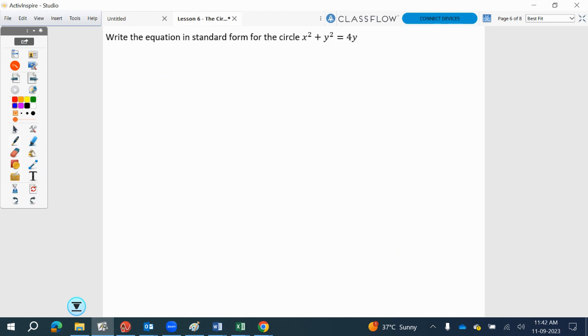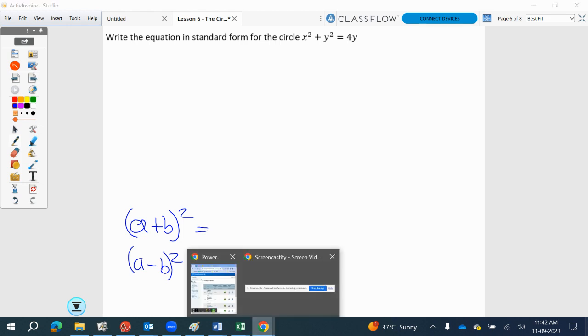Okay. This next problem is a little trickier. So we need to write this in standard form. What you're going to be doing for this one is you're going to be factoring. Think a little bit about the expansion of (a plus b) squared, or (a minus b) squared. Think about these two quadratic expansions to help you solve this problem. You're doing it backwards. I will pause for a minute and give you some time to struggle.